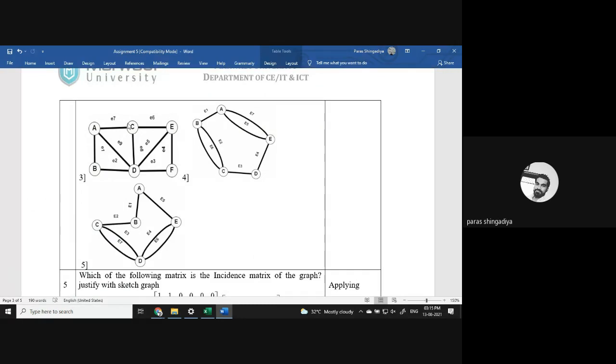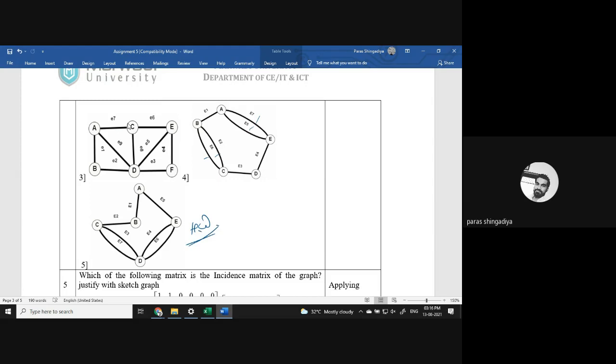Okay, also try the third and fourth ones. The fourth one is a bit different because it contains two loops and two parallel edges, so you get two identical columns in that case. And the fifth is for your practice, so complete up to the fourth.